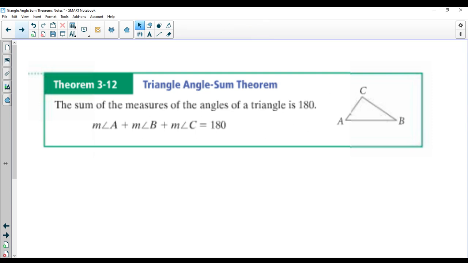But anyway, here's the actual theorem. In mathematical talk, it says the sum of the measures of the angles in a triangle is 180 degrees. So what do I tell myself? All three angles in a triangle add up to 180.